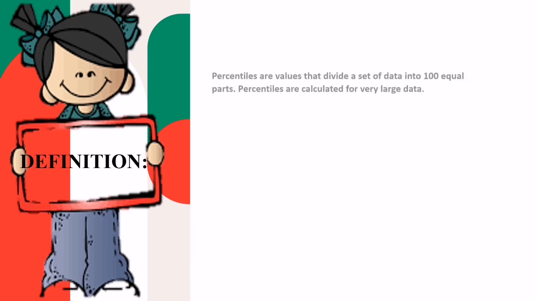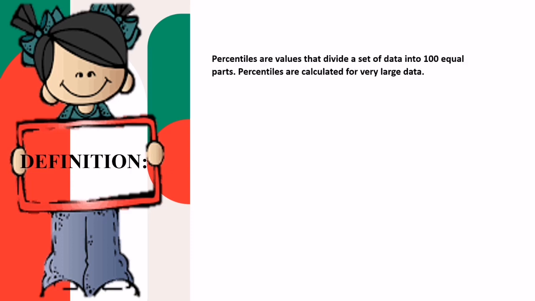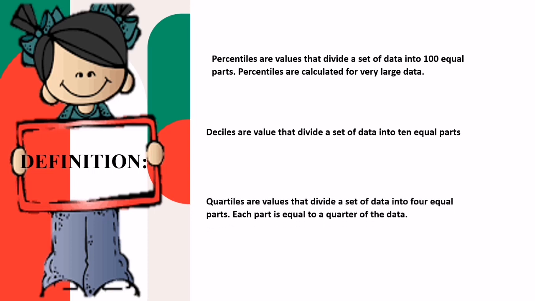So let's move on with the definition. Percentiles are values that divide a set of data into 100 equal parts. Percentiles are calculated for very large data. Deciles are values that divide a set of data into 10 equal parts. And then quartiles. Quartiles are values that divide a set of data into 4 equal parts. Each part is equal to a quarter of the data.